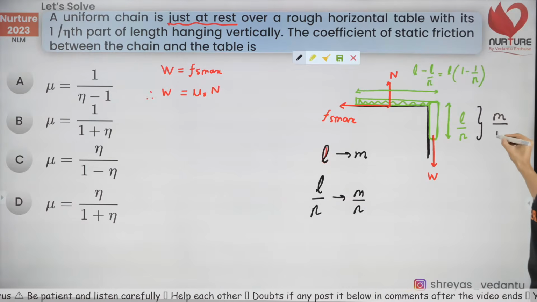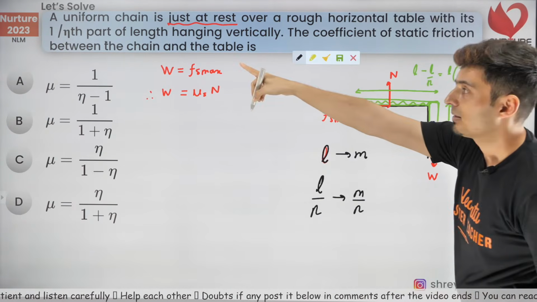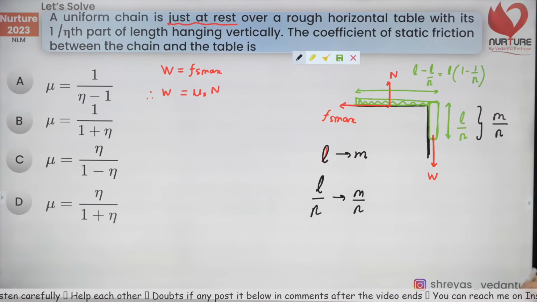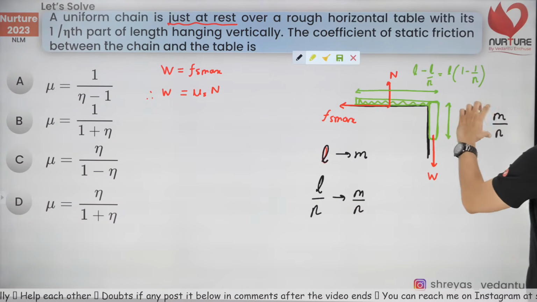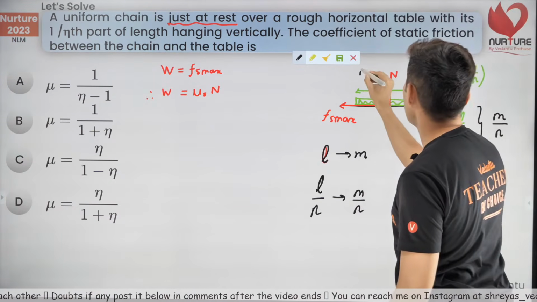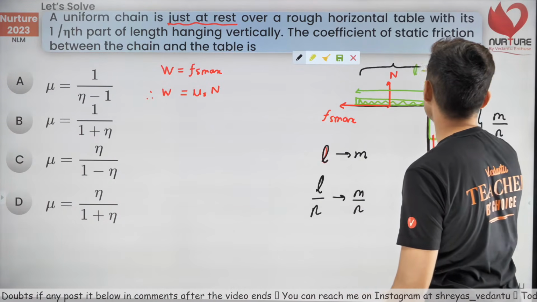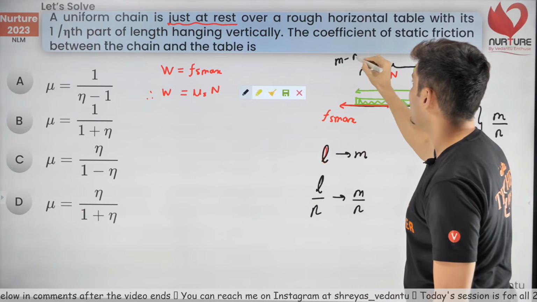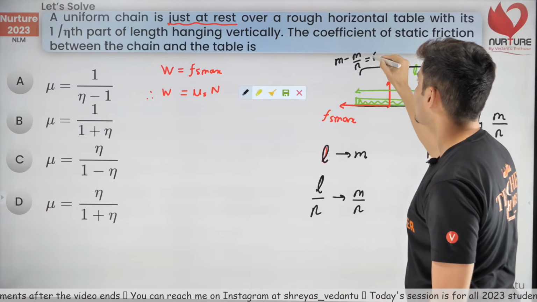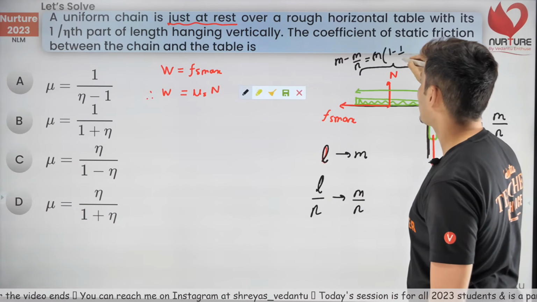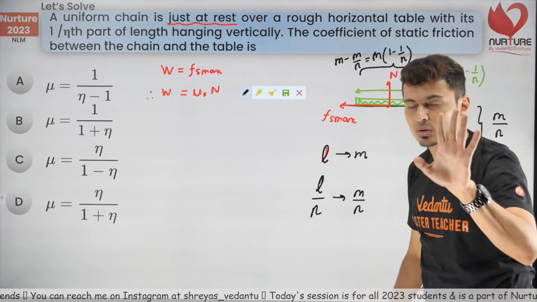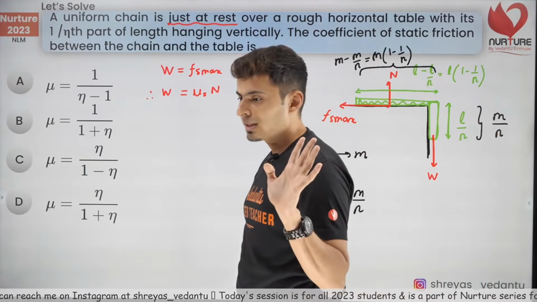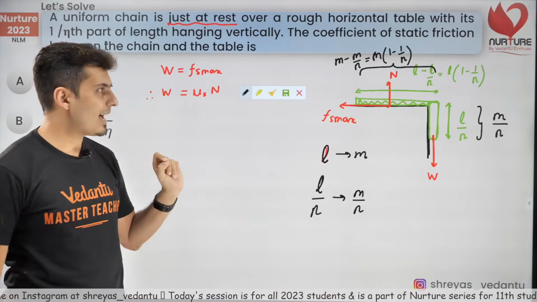It has total mass m, and that 1/n is that part over there. Hence, if m by n is here, how much mass is there over here, guys? Obviously, it will be m minus m by n, which is m into (1 minus 1 by n). Understood? Clear? So, that's all that has happened.